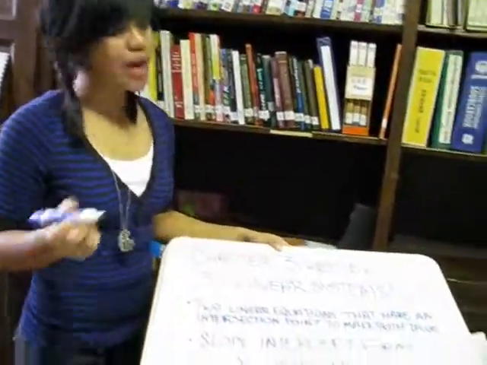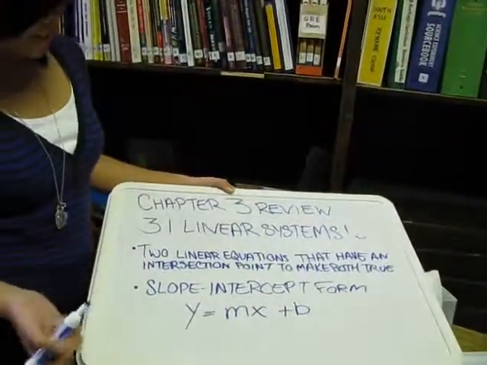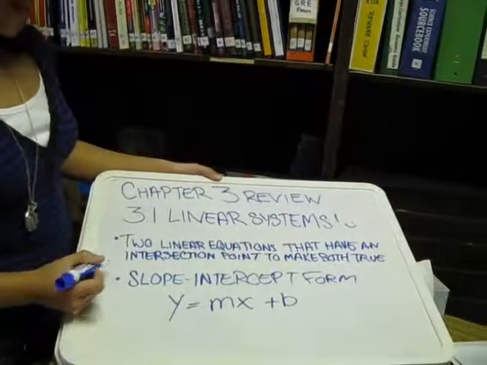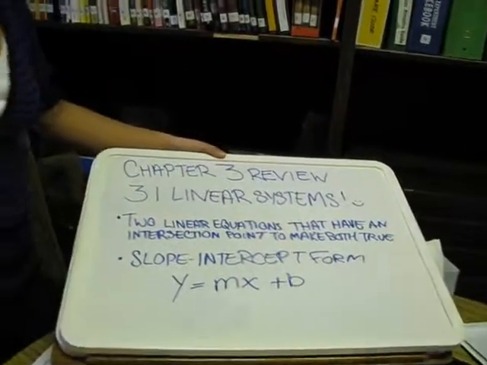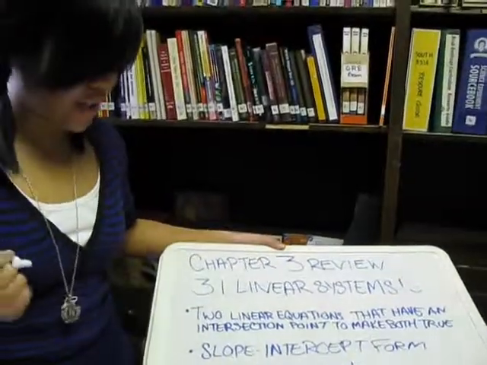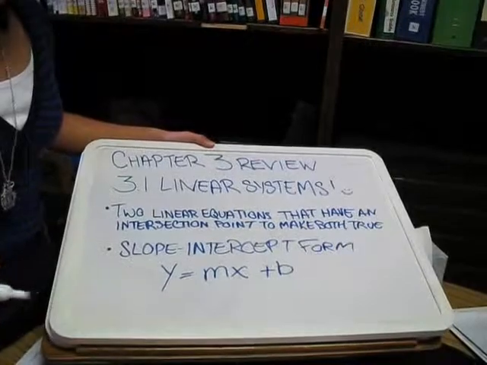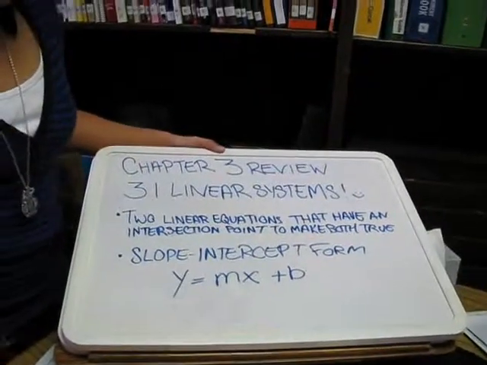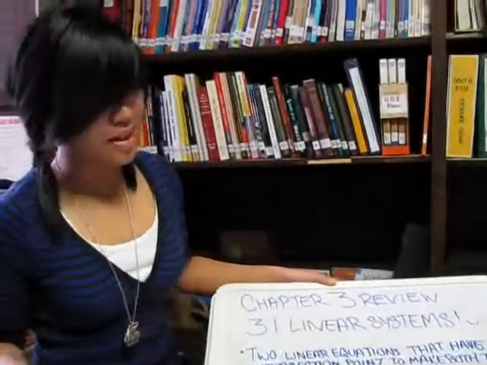Okay, we're going to review all of Chapter 3. In Chapter 3.1, we're introduced to linear systems, which are two linear equations that have an intersection point to make both equations true. To solve the system using your calculator, the equation must be in slope-intercept form. From there, you can plug it into your calculator, find the intercept, and then with the intercept, you plug it back into the system to see if it works.